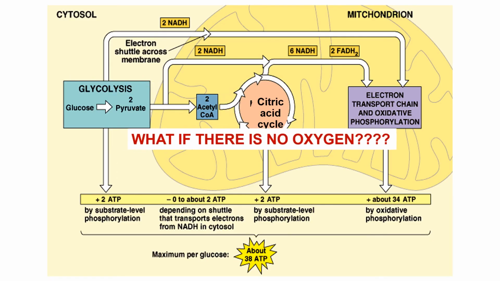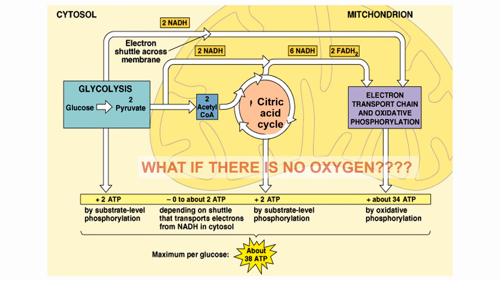The steps that occur within the mitochondria require oxygen. So in the citric acid cycle, we're pulling carbons off of the acetyl group that enters into the cycle, and we're taking those carbons and sticking them to oxygen to make carbon dioxide. So of course, we need oxygen. With the electron transport chain, the terminal acceptor for electrons is oxygen.